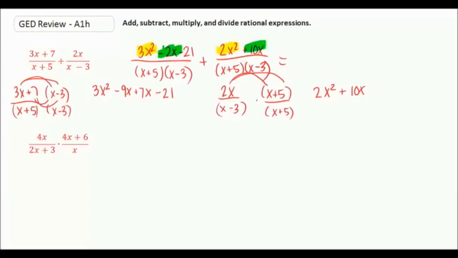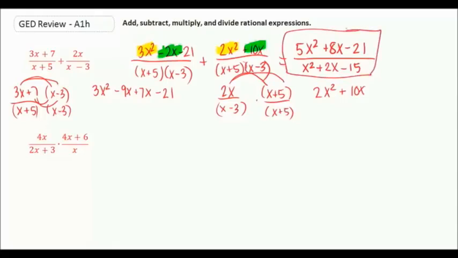So 3x squared plus 2x squared is 5x squared. Negative 2x plus 10x is 8x, and then minus 21. And then we have x times x. We're just going to now FOIL this out so we know what it is. X times x is x squared. We'd have a negative 3x and a positive 5x, so that's a positive 2x. And then a 5 times 3 is a negative 15. And that is our answer.